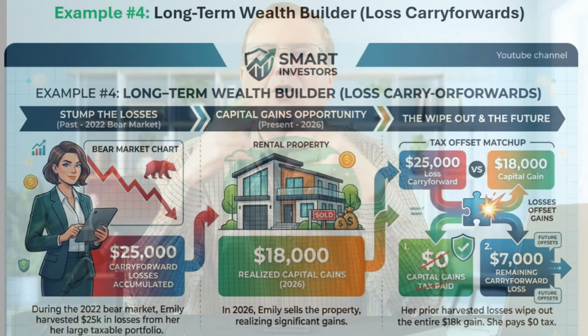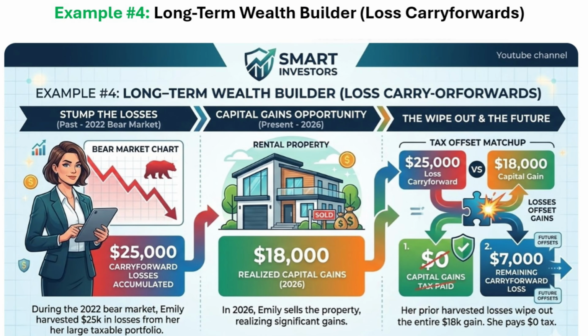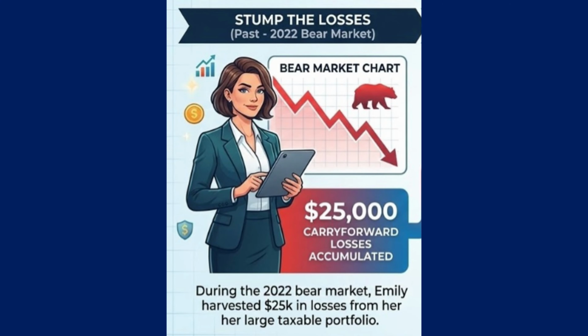Okay, in our final example, example 4, we have a long-term wealth builder named Emily. And this is an example of how you can use tax loss harvesting to offset gains from non-financial investments. Now, Emily suffered pretty heavily during the 2022 bear market. She lost on both her bond positions and on her stock positions. And she didn't violate any wash sale rules, so she was able to carry those losses forward.